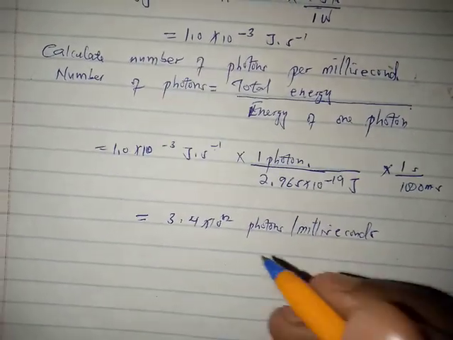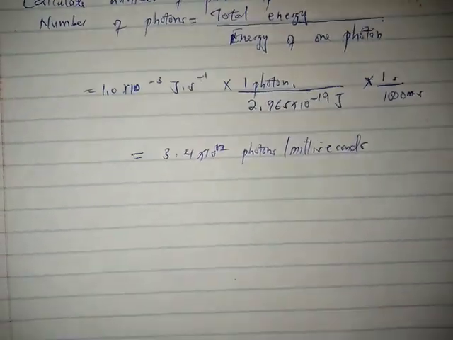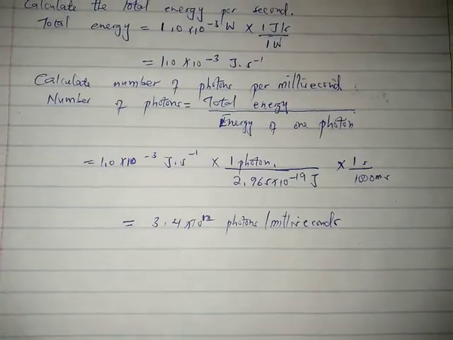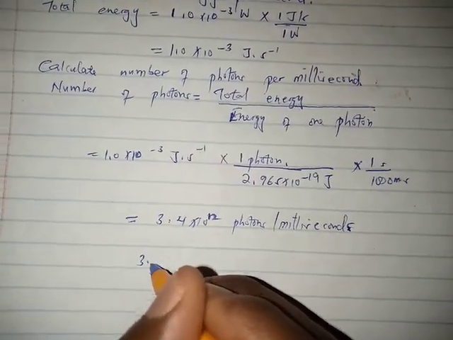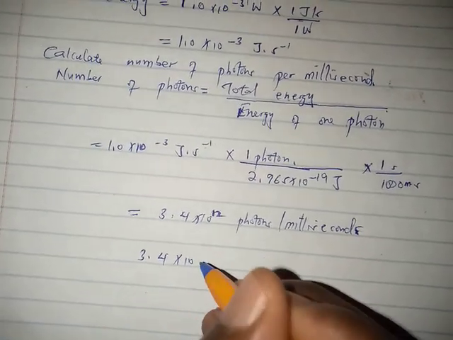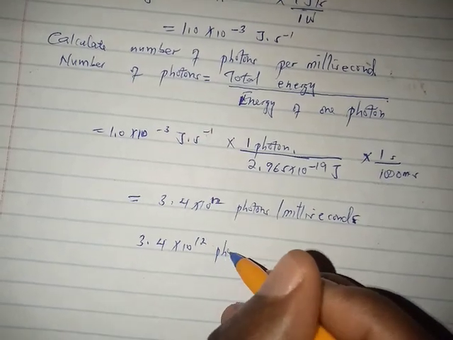The answer is 3.4 times 10 power 12 photons per millisecond.